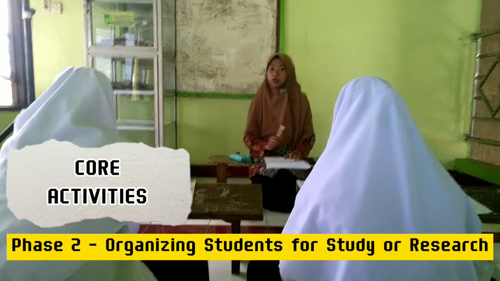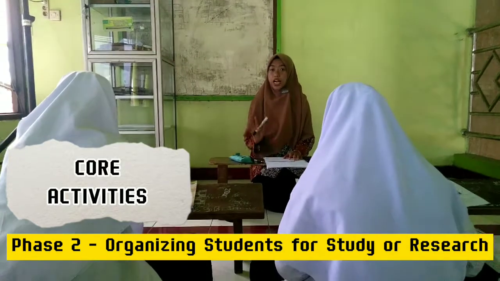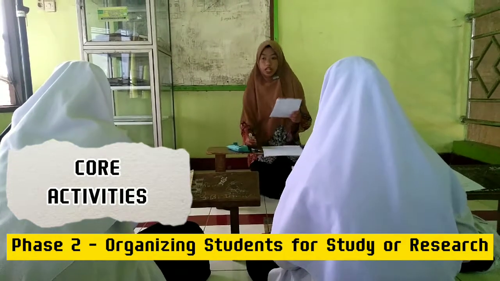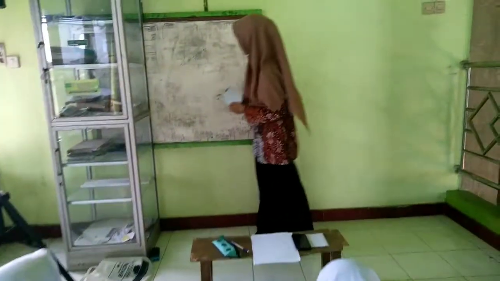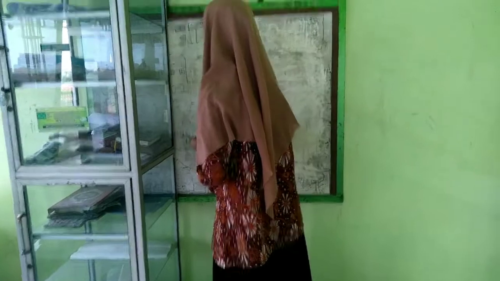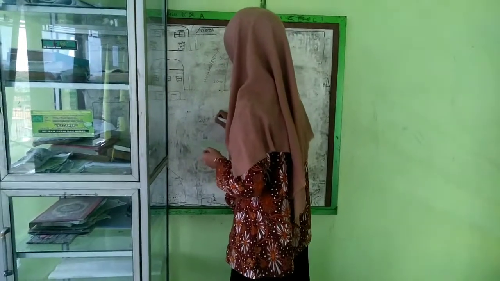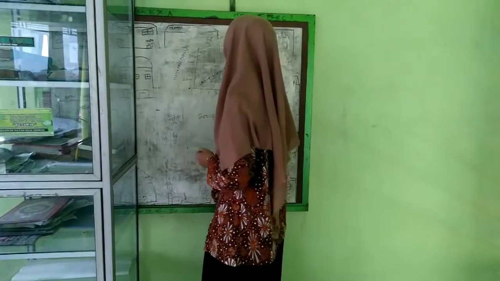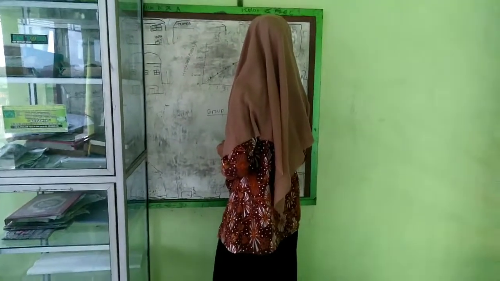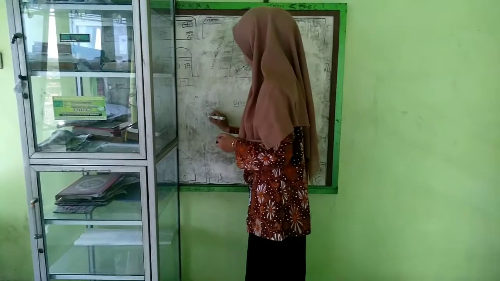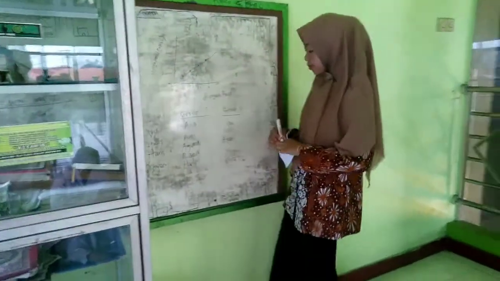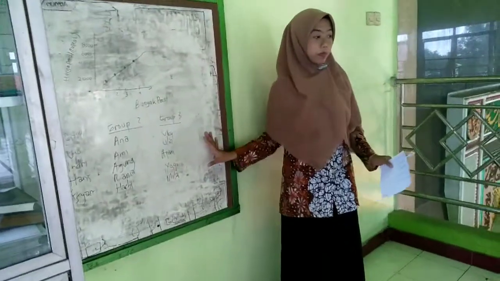Understand, ma'am. Okay everyone, I will divide you into some groups. Each group consists of 4 to 5 children. I will write on the whiteboard. Please gather with your group and bring your book to your friends. Please.